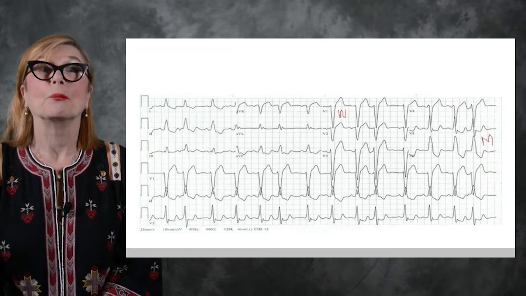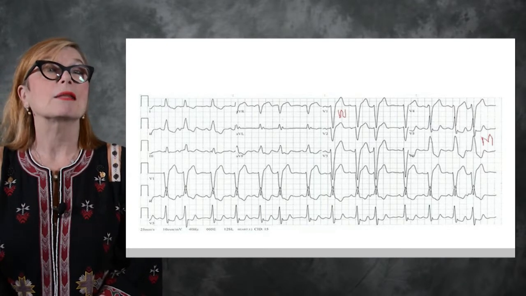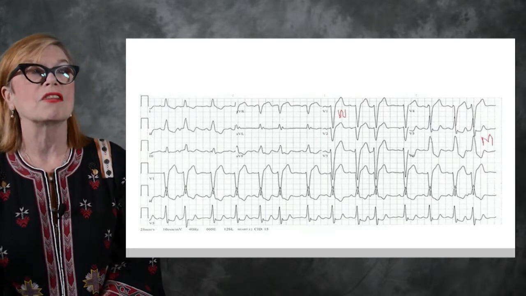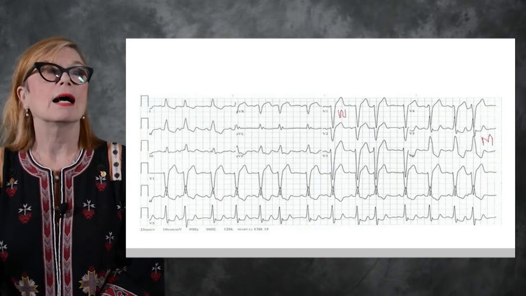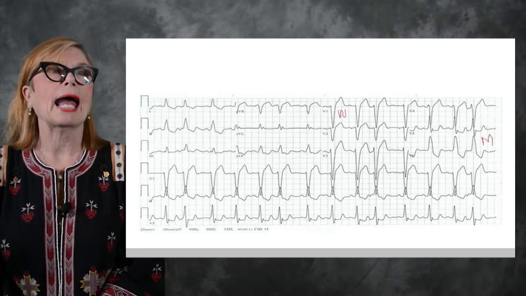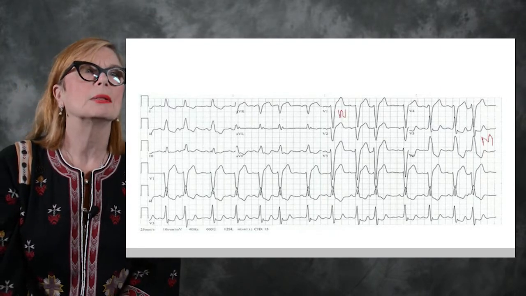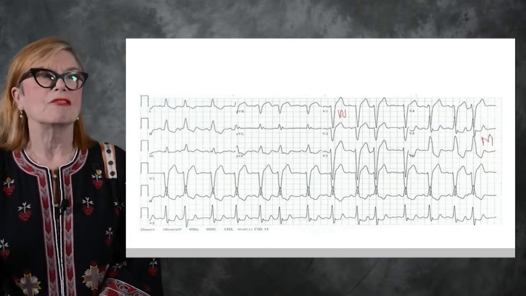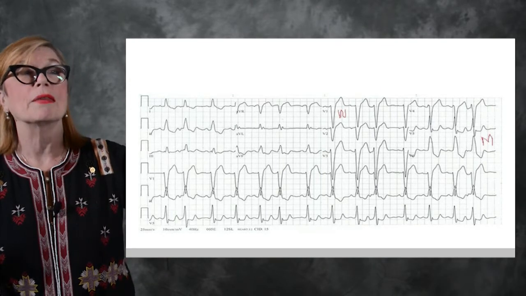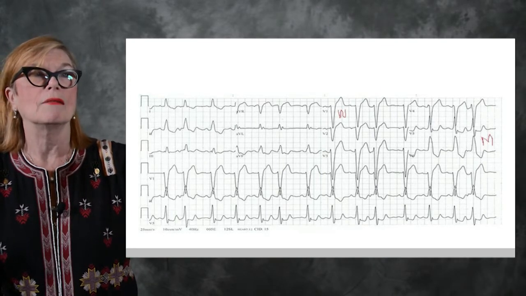This one is a real doozy, right? Because at the bottom you've got two rhythm strips. You have a V1 and a V6 in this one. So take a look at, or maybe it's a lead 1 and a V6. I can't really read what's on the top. Oh, lead 2 and V6 on the rhythm strips. So the last two on the bottom, lead 2 and V6.